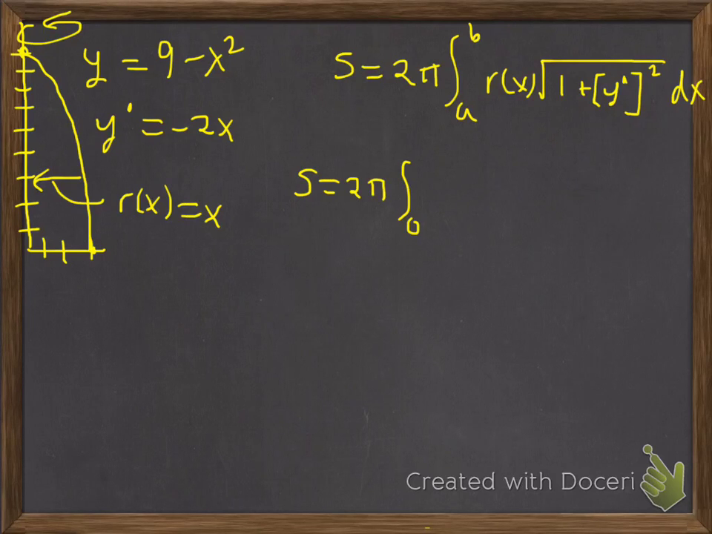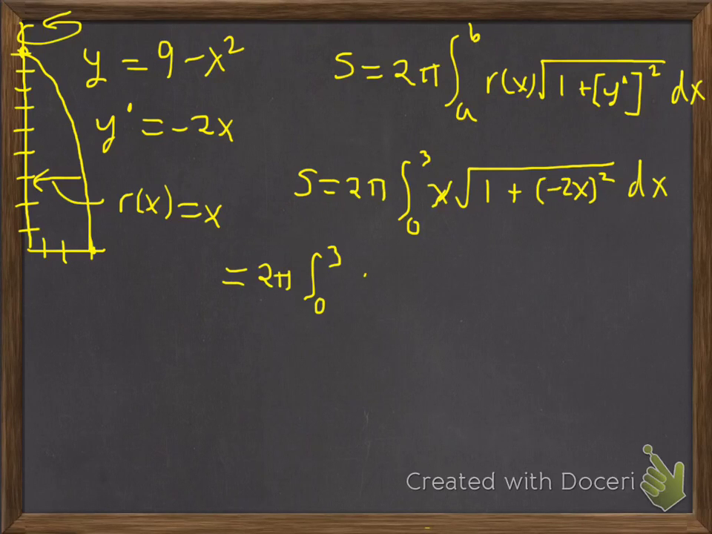We're going to be integrating from 0 to 3, and then it's going to be x times the square root of 1 plus negative 2x quantity squared dx. This is going to be just routine u substitution here. So it becomes 1 plus 4x squared dx.